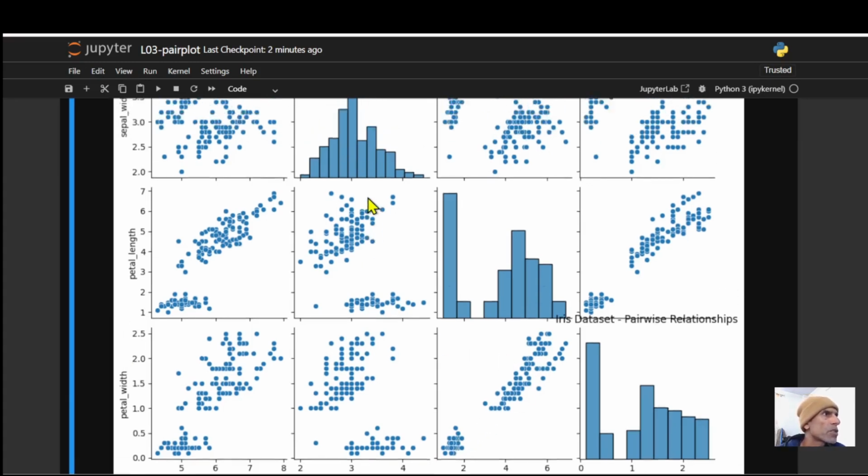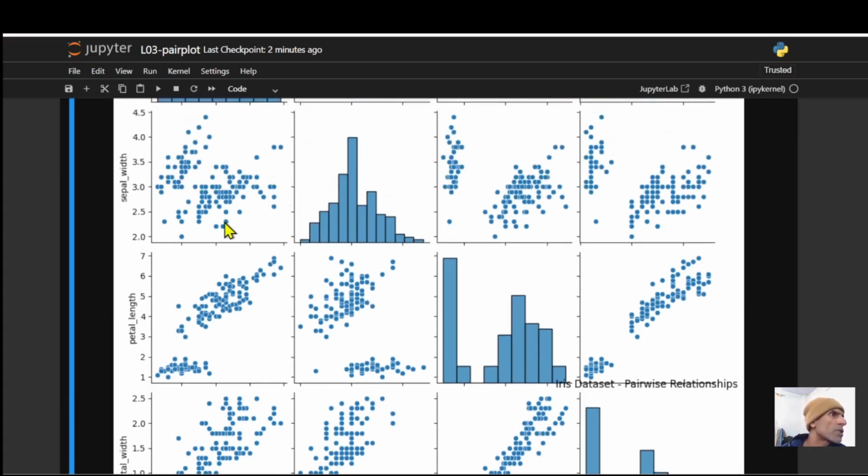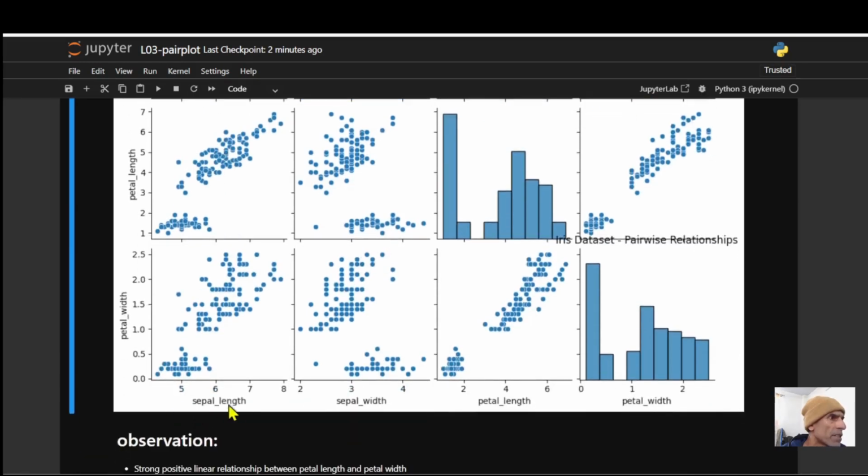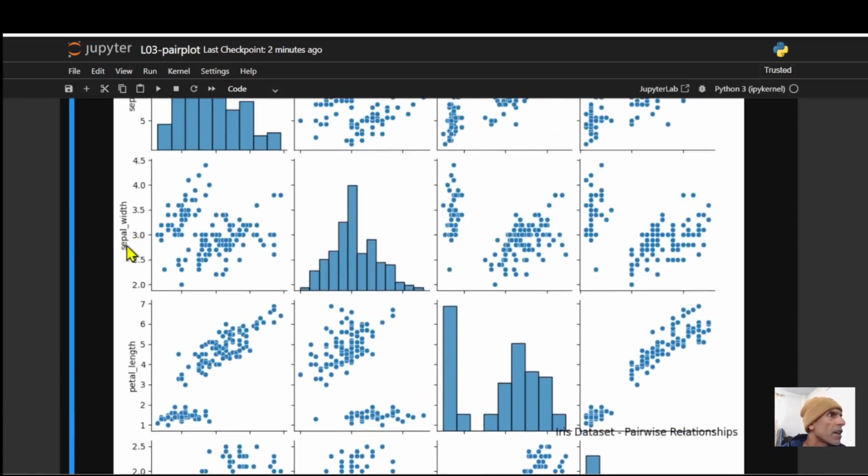All right, what about this one right here? This is the relationship between sepal length and sepal width. In this case, I don't see a strong linear relationship. You can see that it's basically spherical in shape. Anytime your data points look spherical in your scatter plot or pair plot, generally that's an indication that there is not a strong linear relationship.